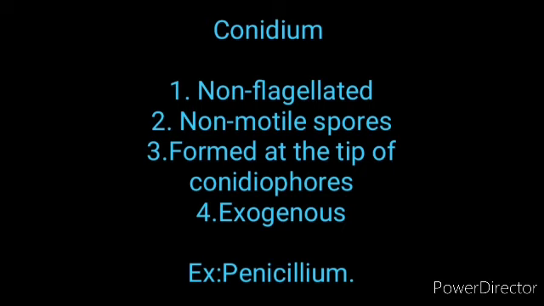Then conidium. They do not have flagella, since the flagellum is the locomotory structure. So they are the non-motile spores formed at the tip of the conidiophores. In fungus it is present. So it is an outside structure. It is called exogenous. Examples are Penicillium, Aspergillus, etc. So these all are the types of asexual reproduction we discussed.